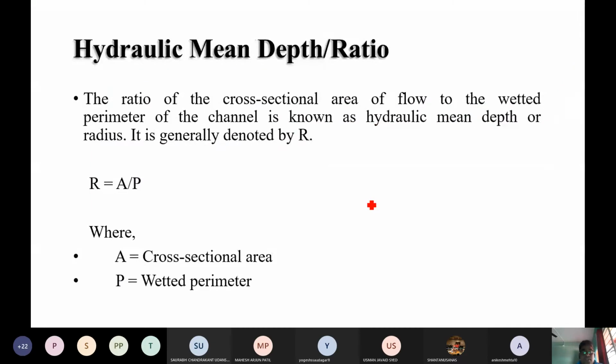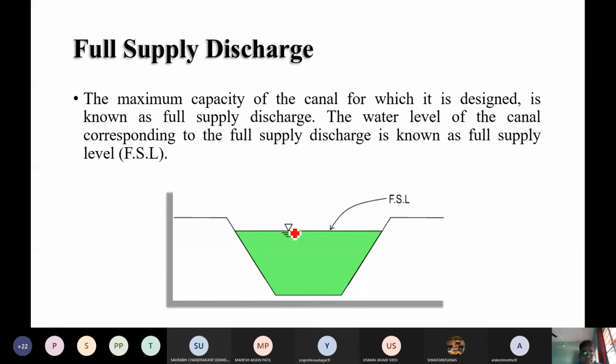Now what about the hydraulic mean depth or the hydraulic radius? That means the ratio of the cross sectional area of the flow to the wetted perimeter. As we know, it is denoted by the symbol R. R is equal to A by P, but the cross sectional area has to be found according to the depth of the water available inside the canal.